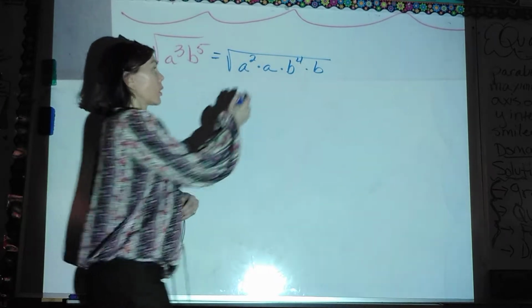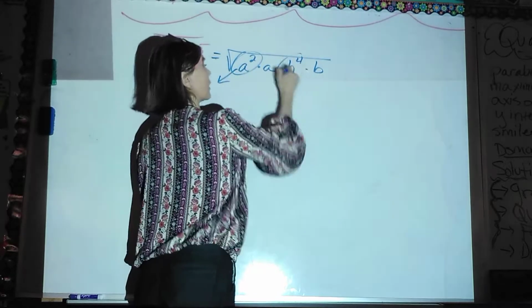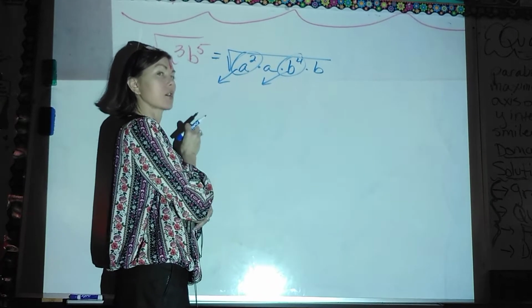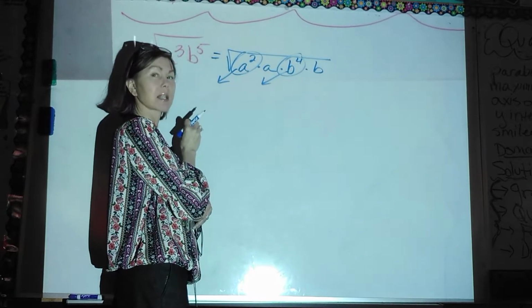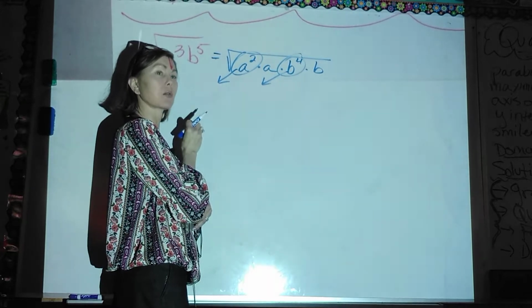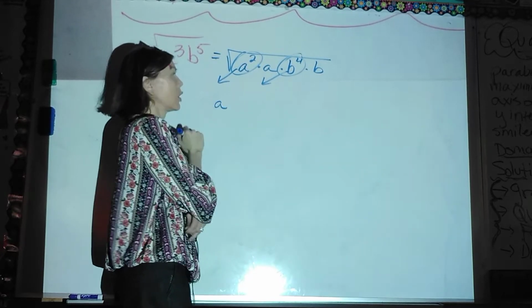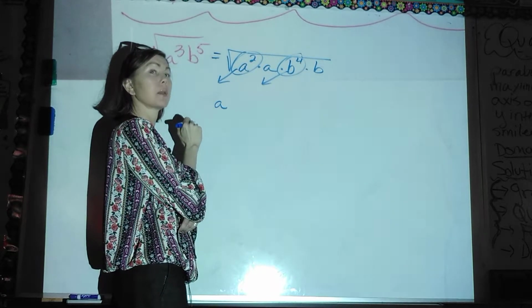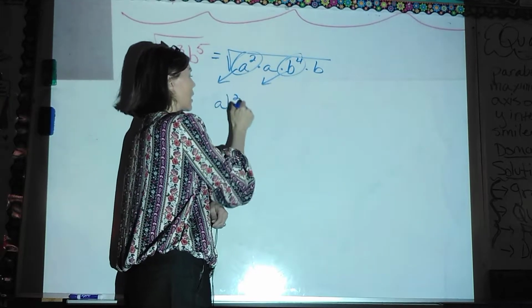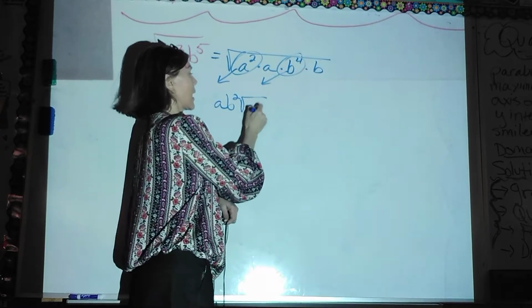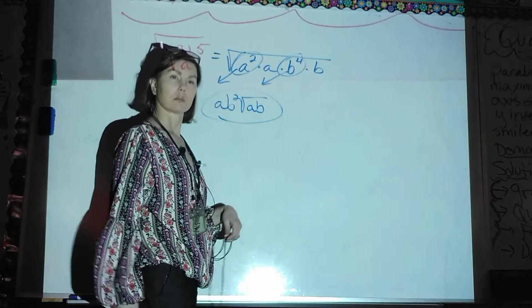Okay? So, what are we going to circle? We're circling only the perfect squares to symbolize that that's what we're pulling out and taking the square root of. What's the square root of a squared? A. What's the square root of b to the fourth? B squared. What is still left over under the roof, you guys? A, B, and you're done.